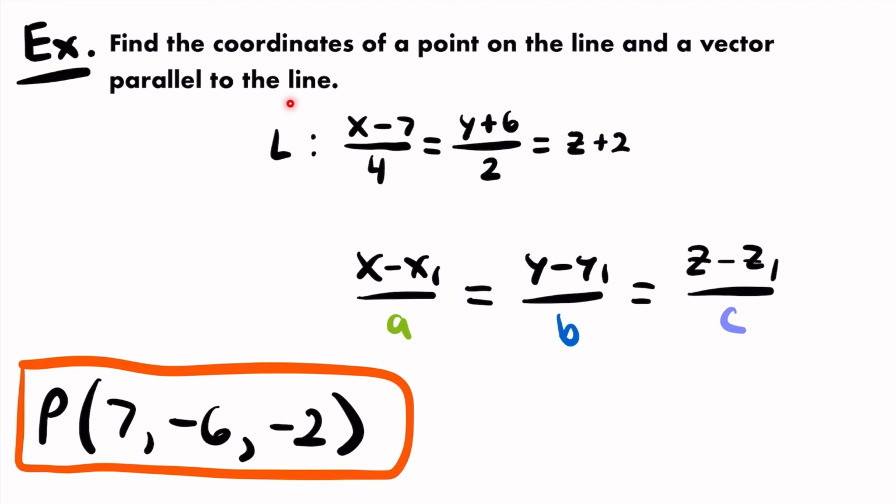Now for a vector parallel to this line, or a direction vector, the x, y, and z components of that vector will just be the denominator of each part of that symmetric equation.